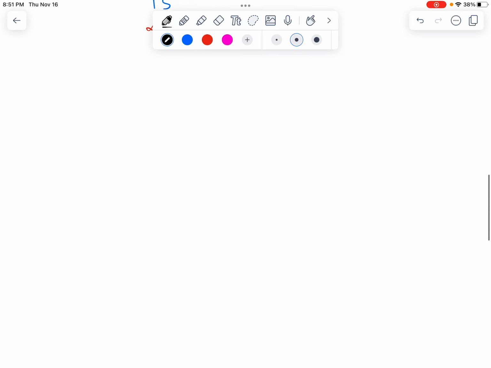Okay, I want to do another one where the algebra gets slightly tricky. So let's draw this triangle out.